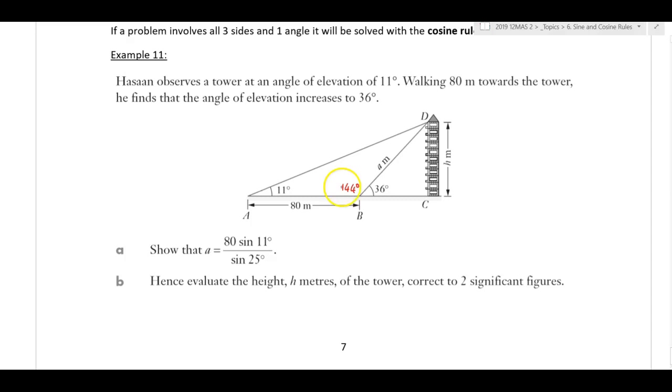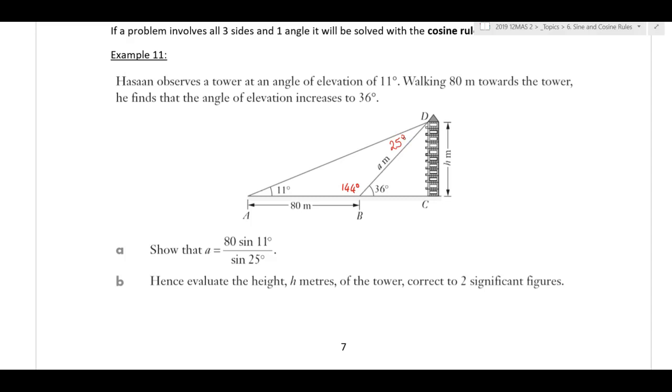Now I've got two angles and two sides, but I don't have the opposite pairs yet. The 11 and the A, that's good. The 80, and this one here. So if I could find this angle here, I'll be in a much better position. Together my three angles add up to 180 degrees. 144 plus 11 is 155, which makes this angle up here 25 degrees.